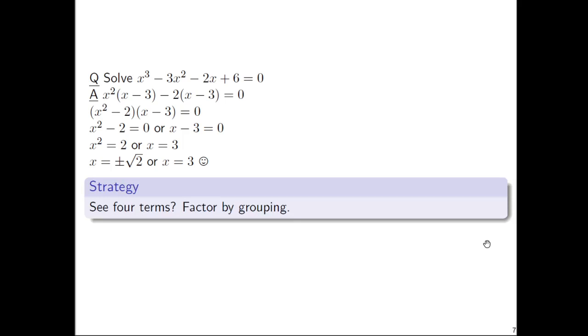I think the key point of this question is just to say, this wasn't a quadratic equation. The degree was actually higher, it was a 3. But the thing is, if you see 4 terms, please consider factoring by grouping. Back to an old strategy.